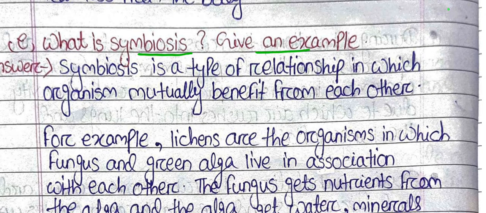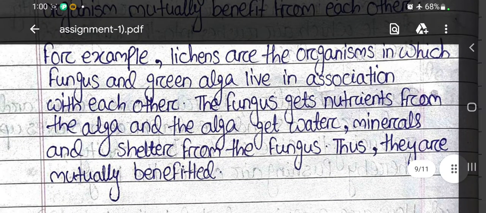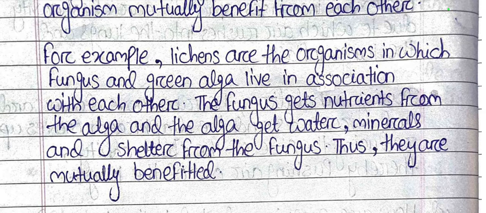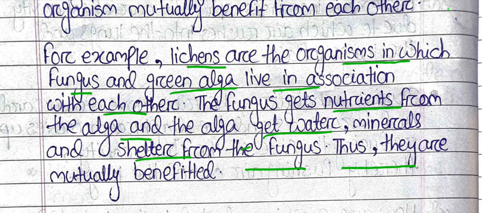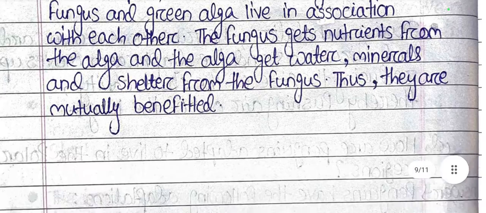What is symbiosis? Give one example. Symbiosis is a type of relationship in which organisms benefit from each other. For example, lichens are organisms in which fungus and green algae live in association with each other. The fungus gets nutrients from the alga, and the alga gets water, minerals and shelter from the fungus. Thus they are mutually benefited.